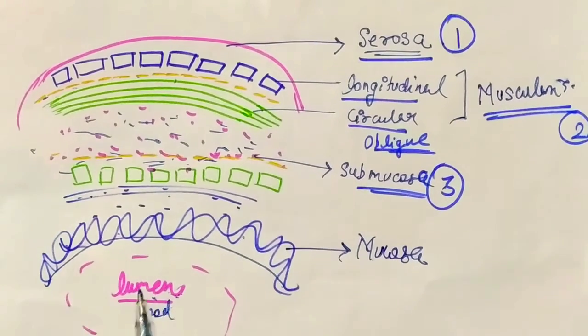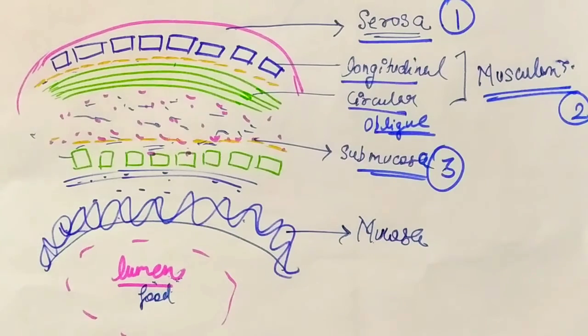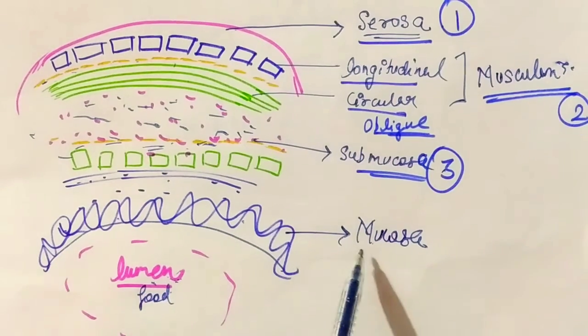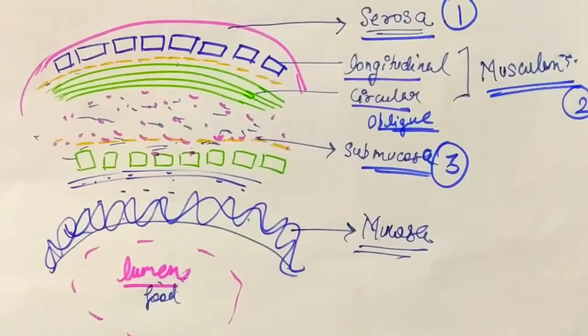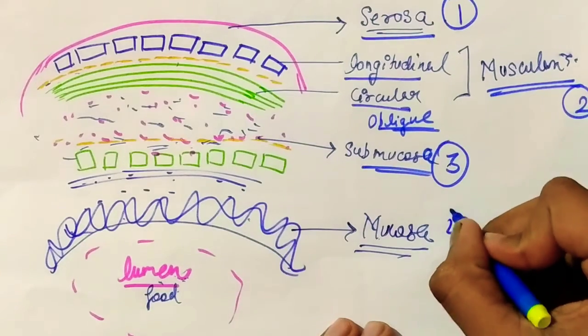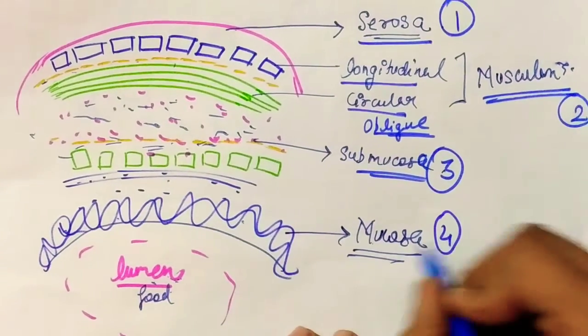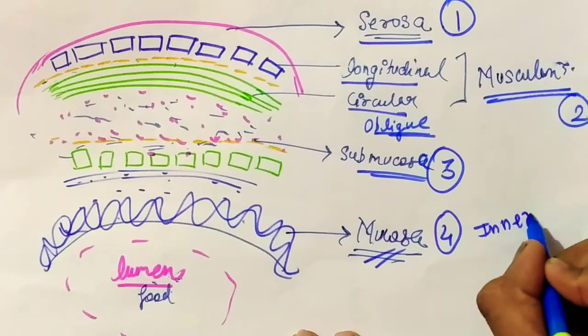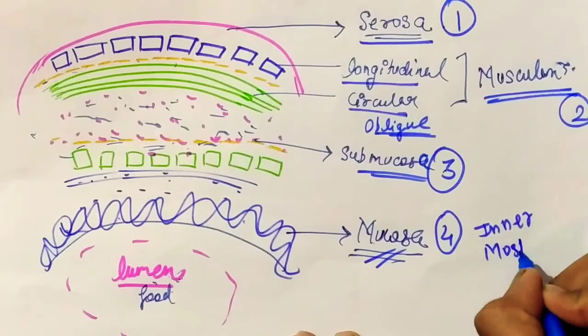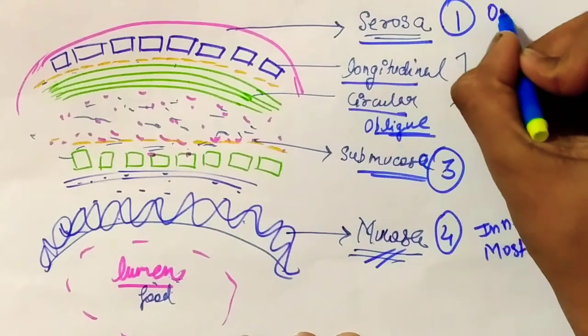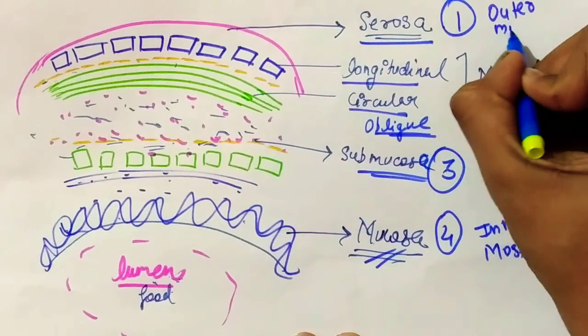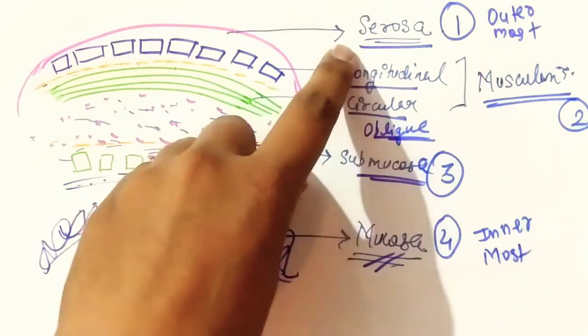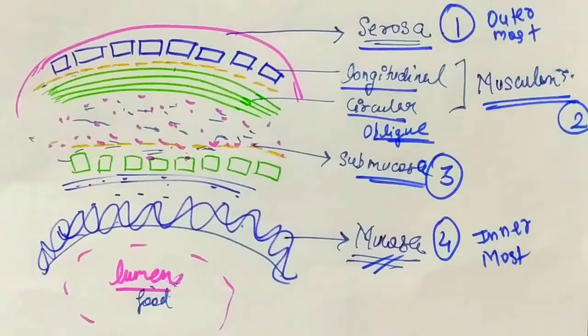Your food. When we eat the food, it goes through a lumen, and the lumen is surrounded by mucosa. Mucosa is the innermost layer of the alimentary canal, and serosa is the outermost. Remember it: serosa is the outermost and mucosa is the innermost layer of the alimentary canal.